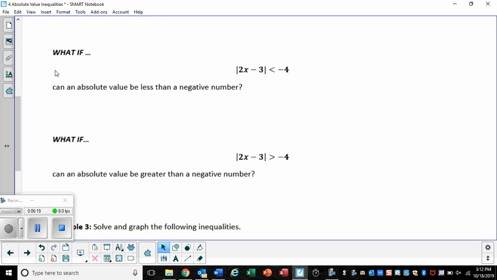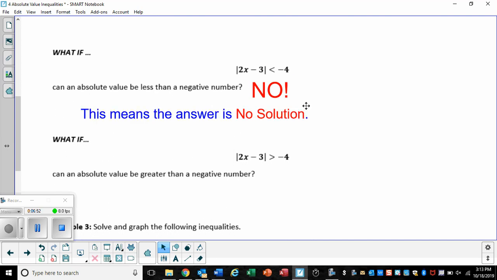If we said for an equation, if it equaled a negative, it was no solution. Done. With inequalities, though, it's a little bit different. So we can't make that judgment just based on a negative. So what if we had the absolute value of 2x minus 3 is less than -4? Well, we ask ourselves, can an absolute value be less than a negative number? Well, we said the absolute value has to be positive, so can a positive number be less than a negative number? No, it's not possible. So when the absolute value is less than a negative, this means the answer is no solution.